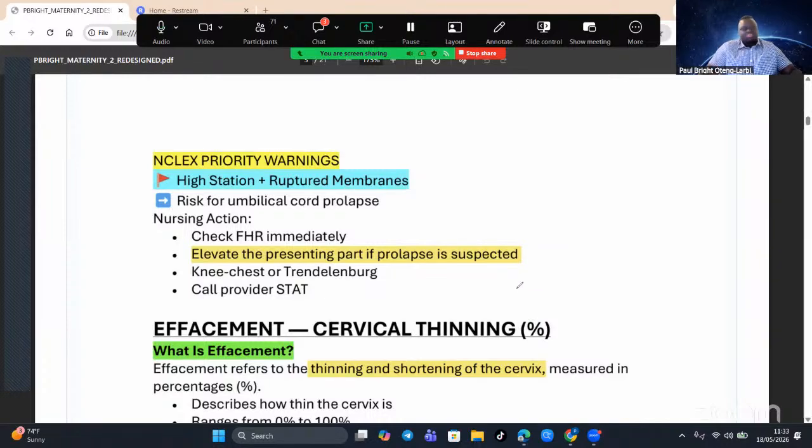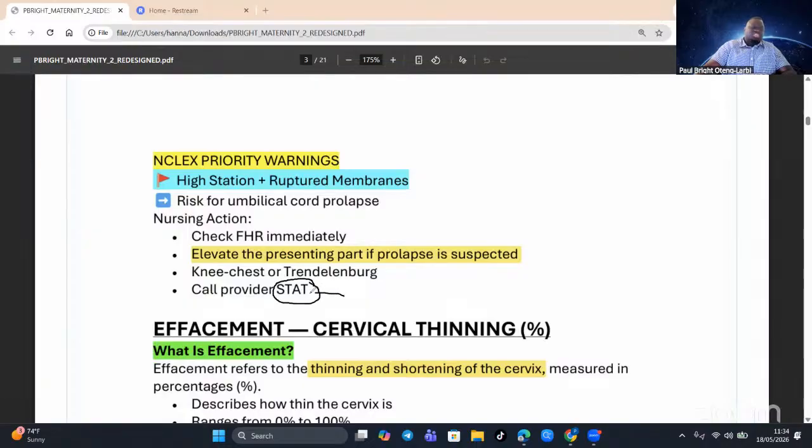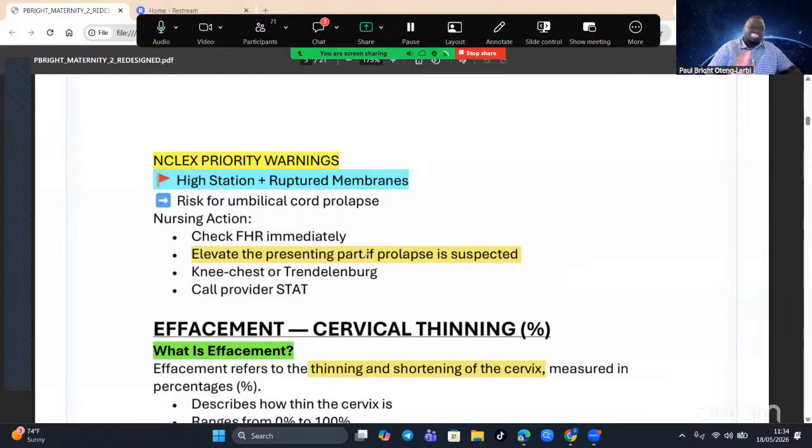Okay. Yes. You can also do your knee-chest or Trendelenburg position. Then you call your provider STAT. So anytime you hear any medical order that they push this four-letter word to it, it means as soon as possible, immediately. Stop everything you are doing and call the provider. So until a provider comes and takes over from you, the midwife or the nurse, or we take the patient to theater, don't remove your hand, please. Let your hands be there.